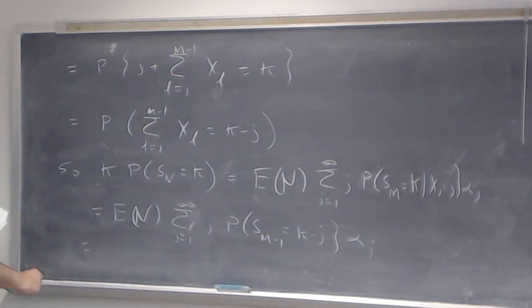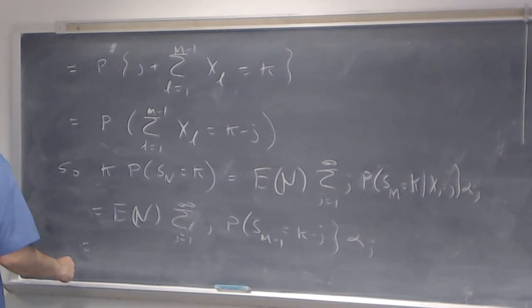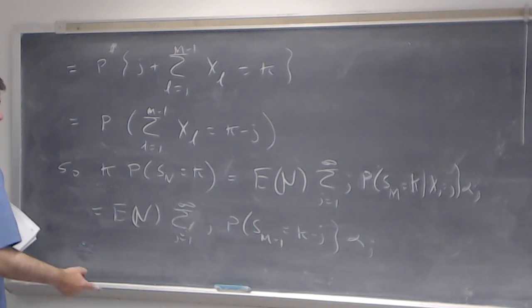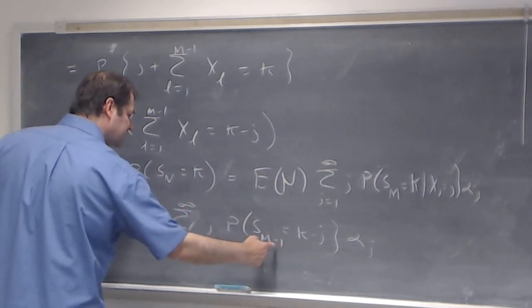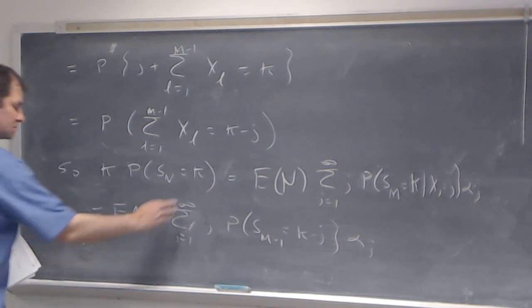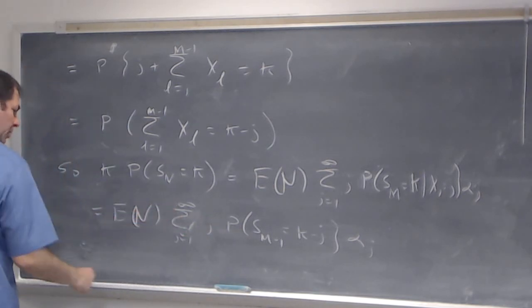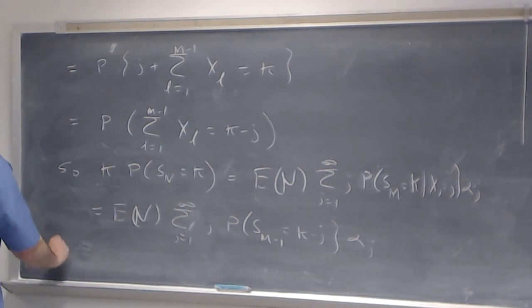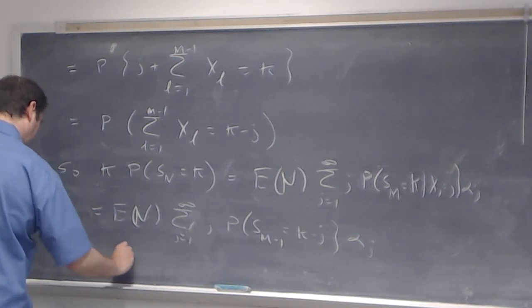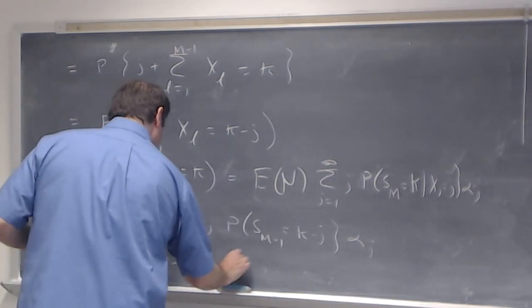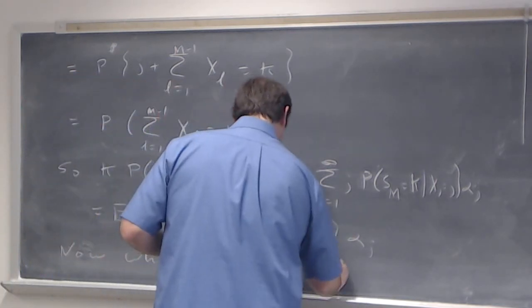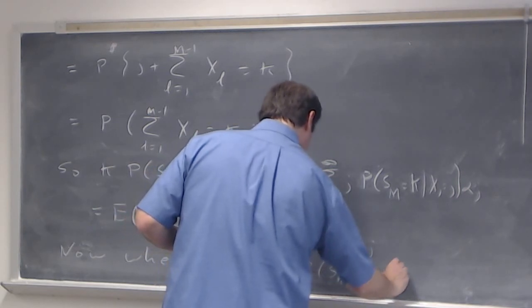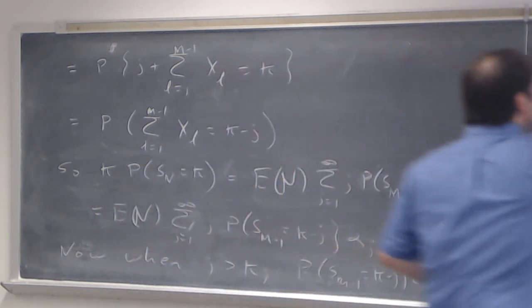So this gives us, well, for a second, let me stop. So we think of k as being some positive integer, okay? And here, when j gets bigger than k, the S of M minus 1 can't be equal to something negative, and so we can only go up to when j is less than or equal to k. So I'll write this down in the following way. Now when j is bigger than k, the probability of S of M minus 1 equaling k minus j equals 0. So here's what we get.